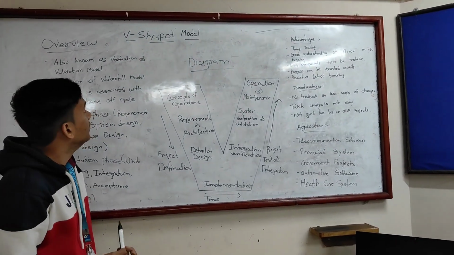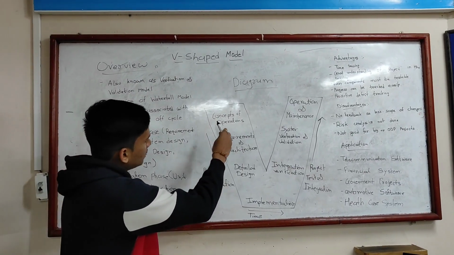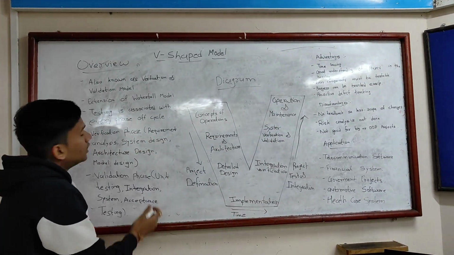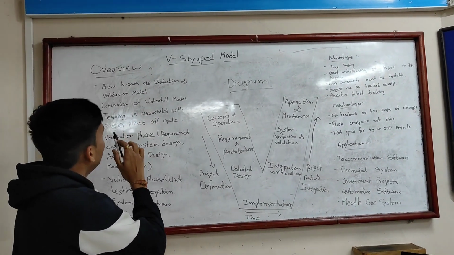Today our topic is the V-shape model. This topic is called the V-shape model because of its diagram. It is V-shaped. The overview of the V-shape model is that it is also known as the verification and validation model.